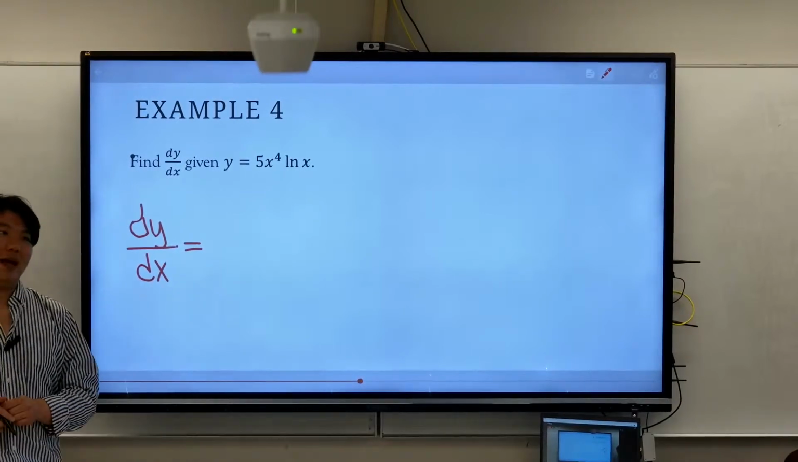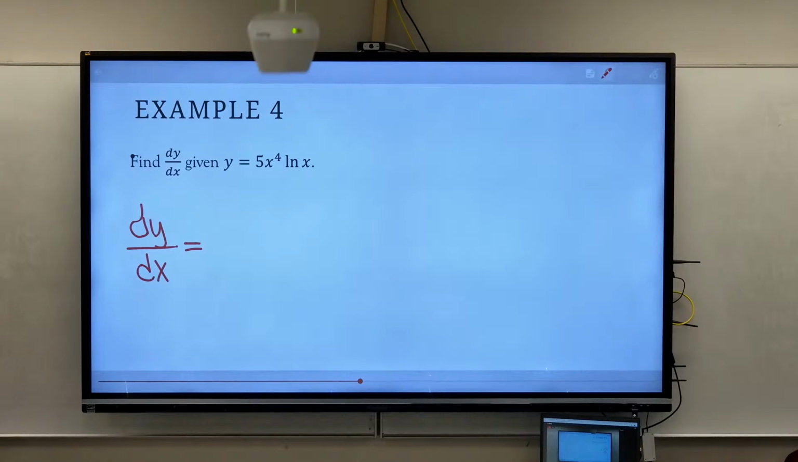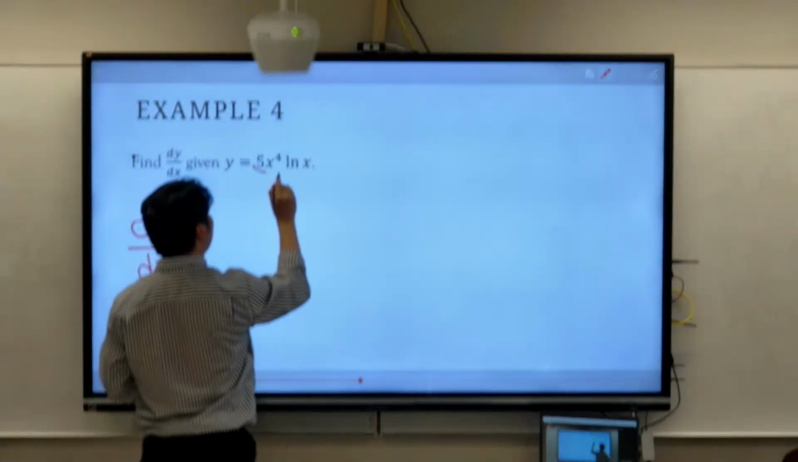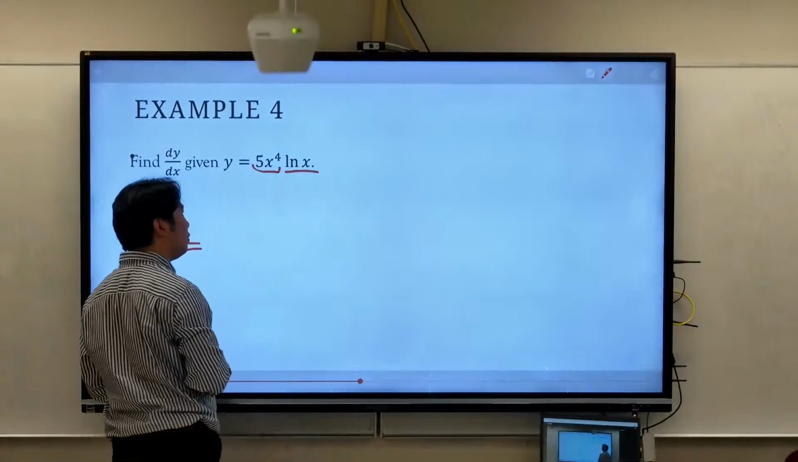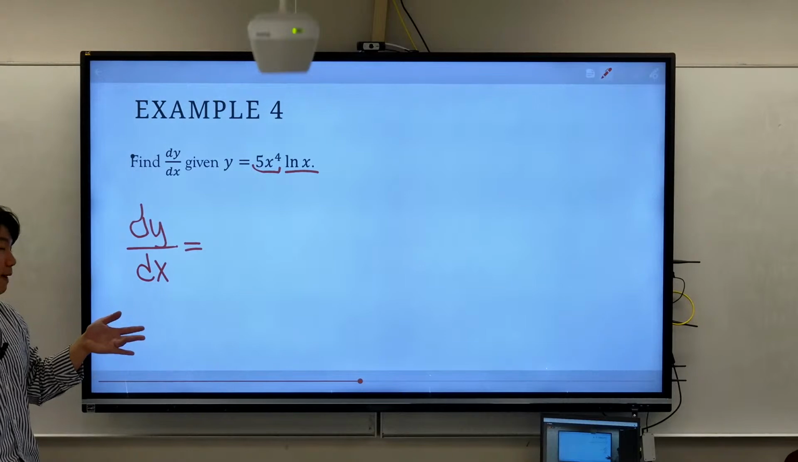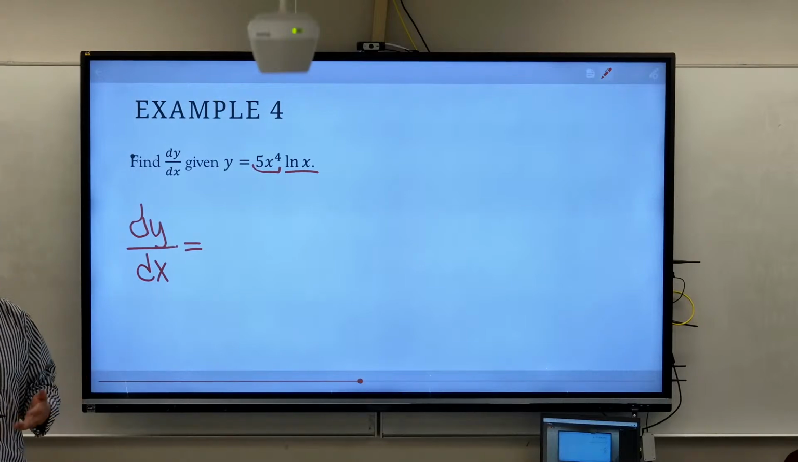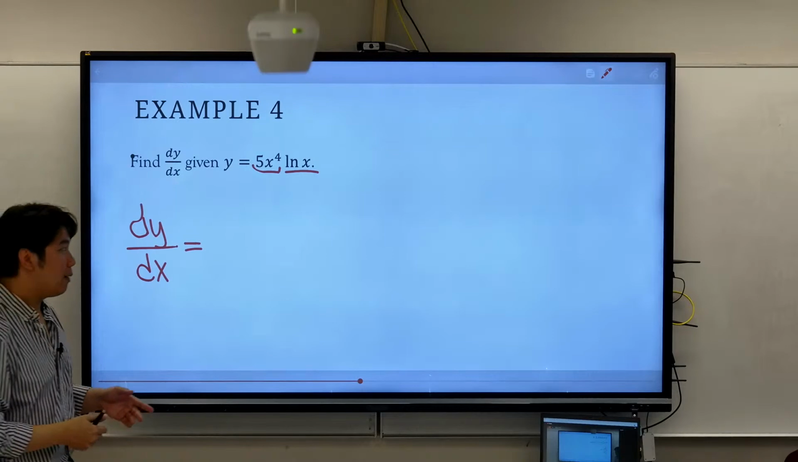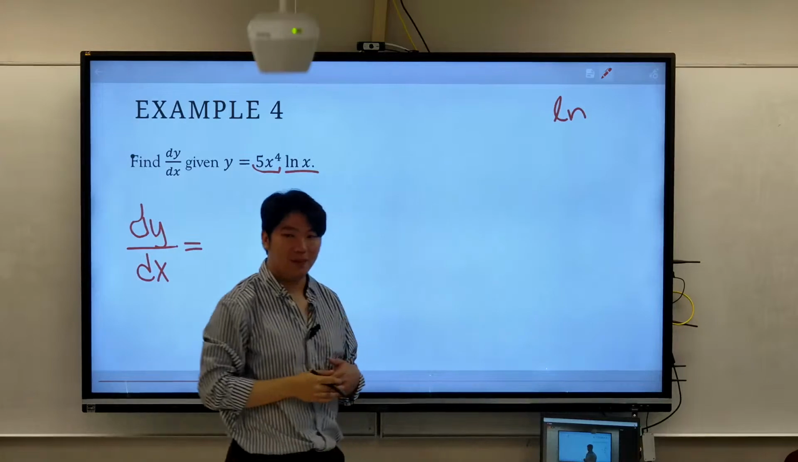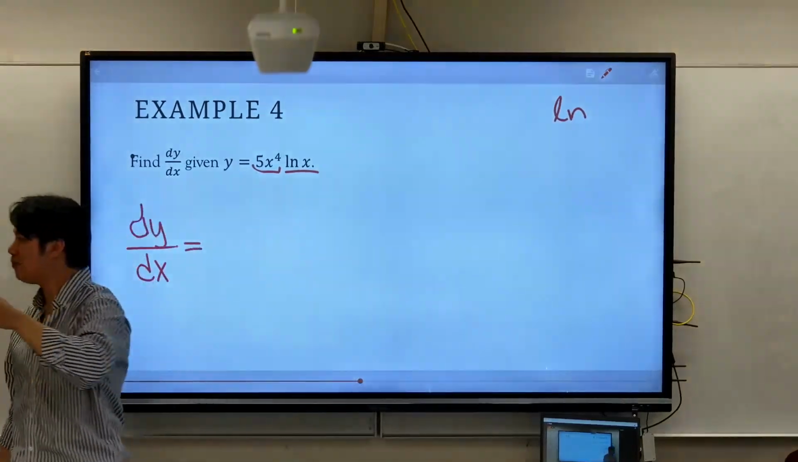All right, so here I have a product rule. What should I identify as my first, and then what's for my second? Yeah, 5x to the 4th, and then the natural log of x. One quick small side note. Remember whenever we talk about the logarithm, it's very similar to the trig functions. We're not just going to write ln, it's ln of something. It's always ln of something.